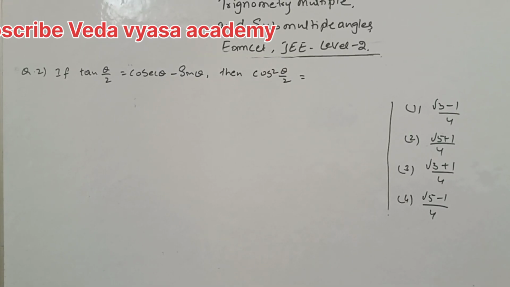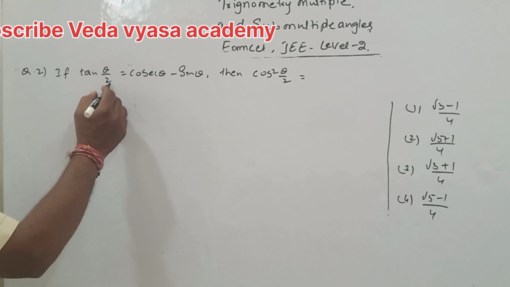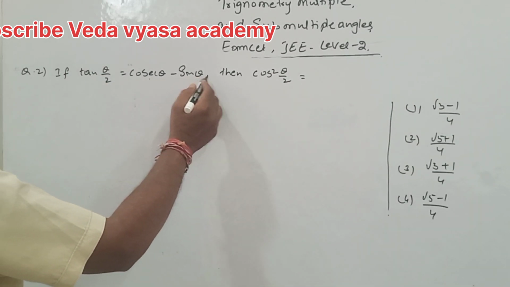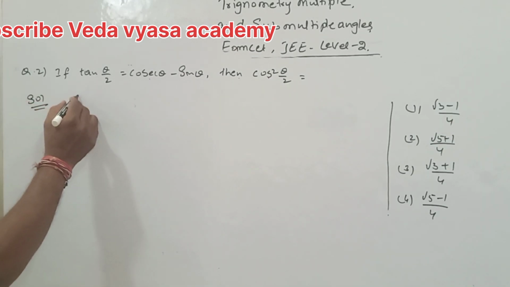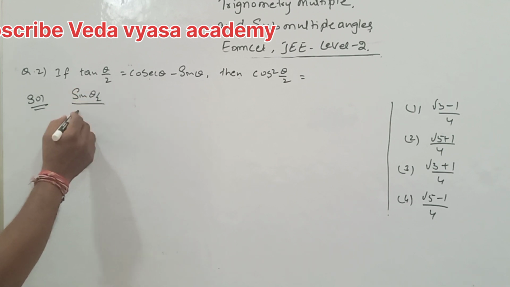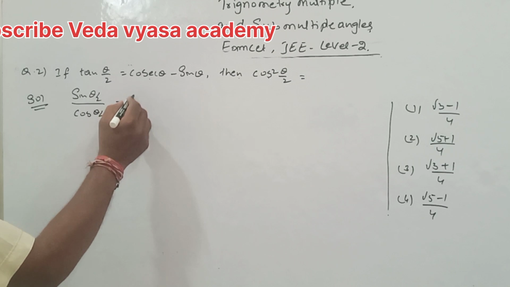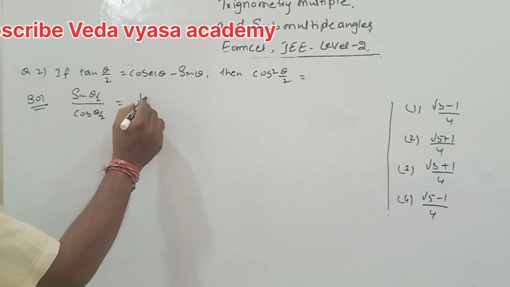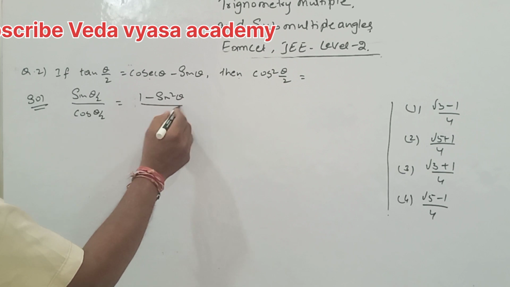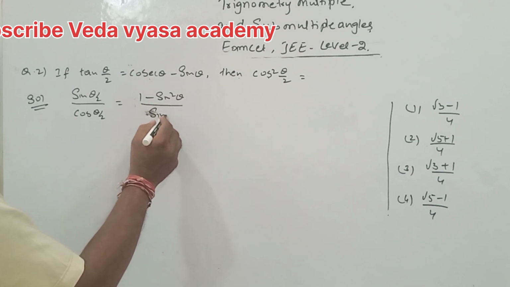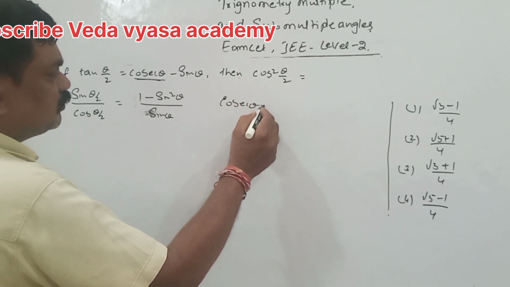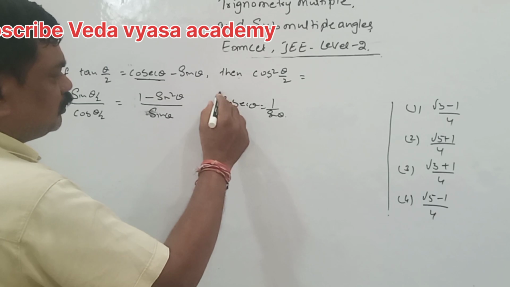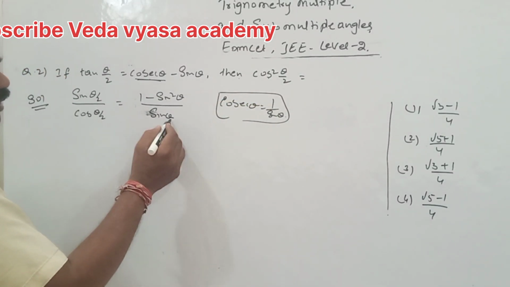Dear viewers, we have the problem: tan theta by 2 is equal to cosec theta minus sin theta. Then cos square theta by 2 is equal to? Here we have tan theta by 2, which is sin theta by 2 by cos theta by 2, equal to (1 minus sin square theta) by sin theta. Why? Because cosec theta is 1 by sin theta, so we take the common LCM as sin theta.